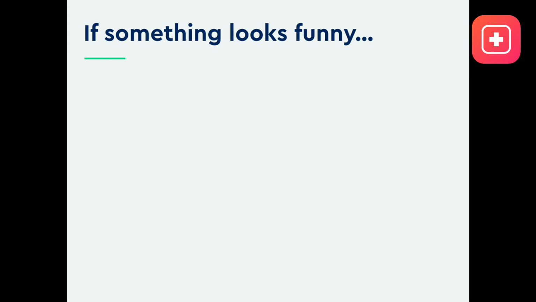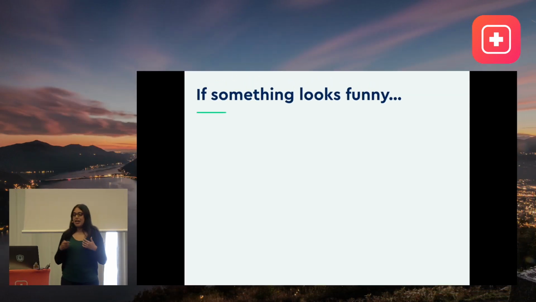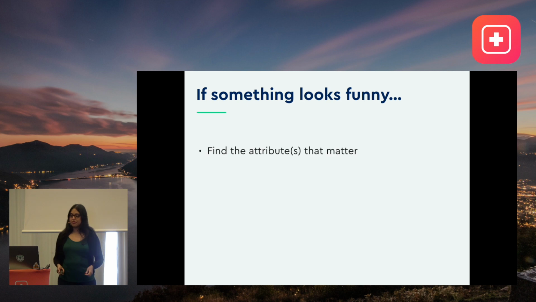And finally, I want to leave you with some debugging tips, because often when you're styling, things can look kind of funny. And hopefully this will help you figure out why. So first, you want to find the attributes that matter. I would start with the documentation here because the documentation for material components have improved. But we all know documentation may not get us all the way there.